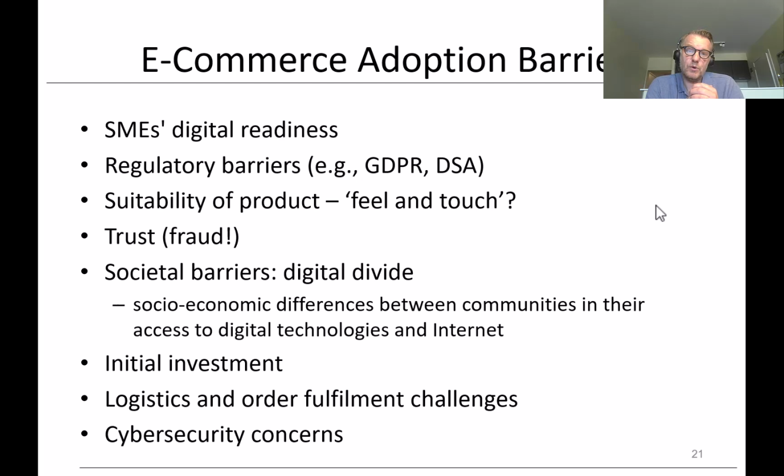And obviously, if you want to set up an e-business, it needs an initial investment. You also need to think about logistics and order fulfillment challenges. If you're selling physical products online, you have to carefully think about how you can bring them to the doorstep of your customers, and obviously make sure that you're also not a victim of cybersecurity attacks, right? So there are lots of e-commerce adoption barriers that you can see listed here.